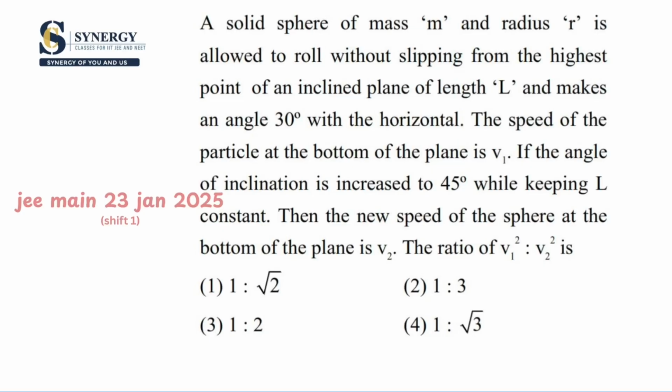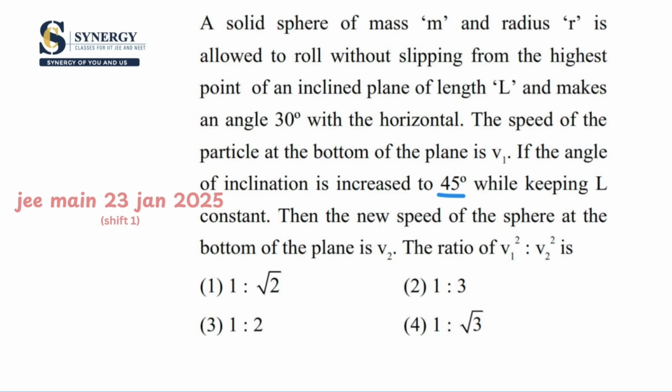Here is a question from JEE Main 2025, 23rd January shift 1. So we will be taking two questions from the same shift. It says a solid sphere of mass m and radius r is rolling down an incline plane of length L and makes an angle of 30 degrees, and in the second case it makes an angle of 45 degrees while keeping L constant.